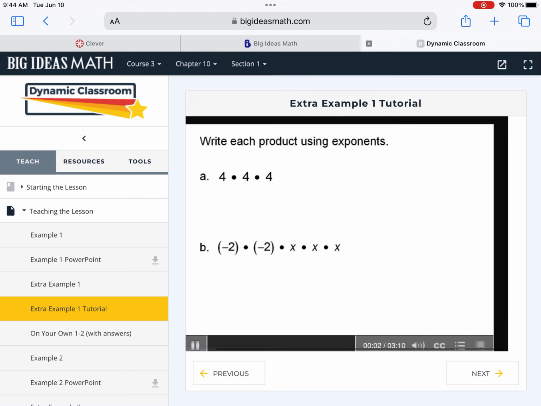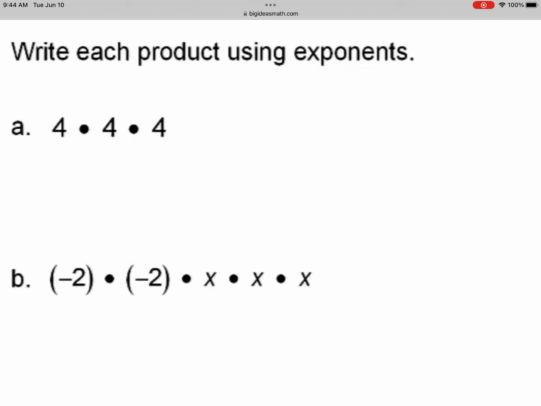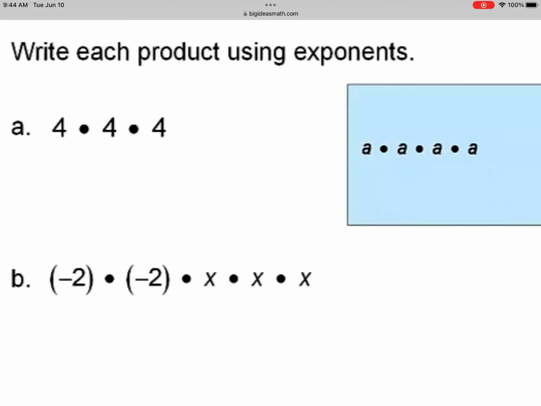Write each product using exponents. First, let's take a look at how you can use an exponent. In the expression a times a times a times a, notice that a is used as a factor 4 times.